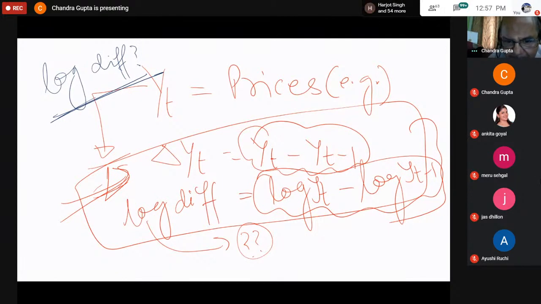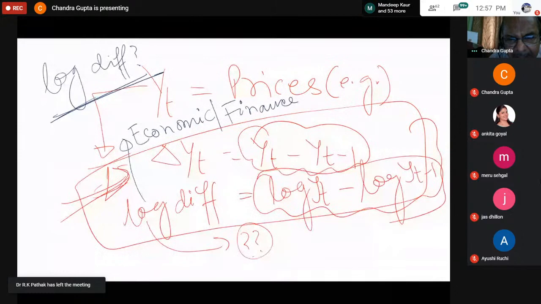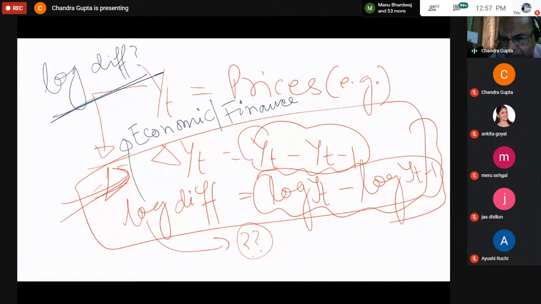Friends, we should go for log difference because of a number of reasons. And please, I'm saying we should go for log difference in the context of economics and finance. And friends, I am not aware of other disciplines. Maybe their log difference may work, but as far as I am concerned, I have knowledge about economics and finance. I'm talking in that particular context. Okay, right.